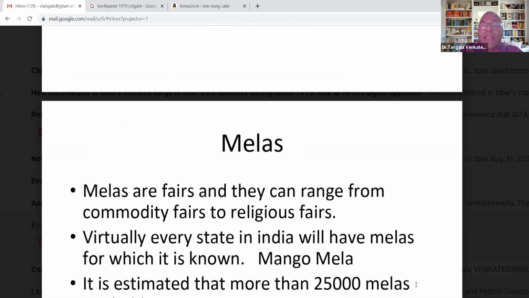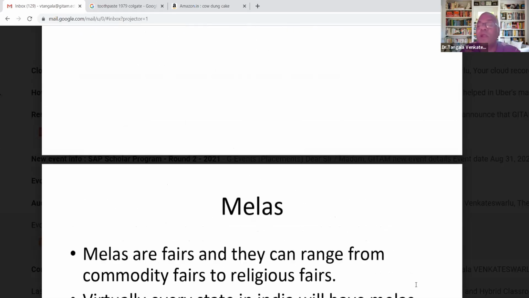So coming to melas, have you heard about this word mela? You might know only one mela, which is Navy Mela. What are melas?